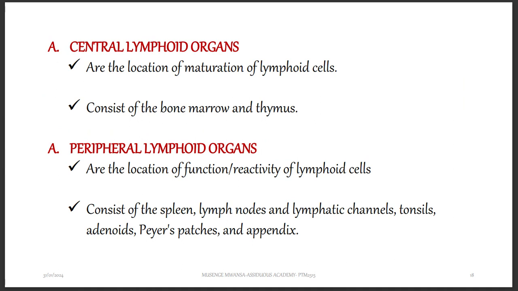What do these lymphoid organs do? Every time you hear of a central or primary lymphoid organ, these are lymphoid organs which make cells which are involved in fighting infections. So their job is to make cells. Apart from making cells, their job is also to mature cells. Only those two. Okay? Making lymphoid cells, and also maturing the lymphoid cells. Those two functions. And there are only two central lymphoid organs, the bone marrow and the thymus.